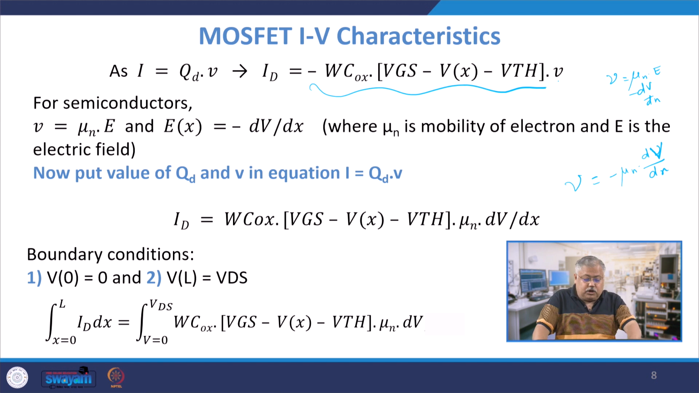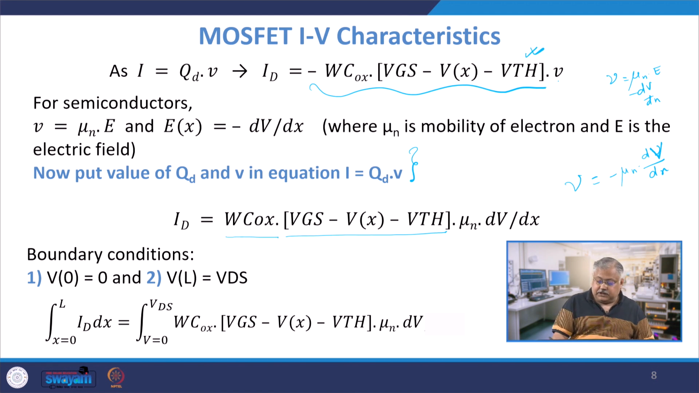Now, if you put the value of QD and V in this expression, I get W into Cox into (Vgs minus Vx minus Vth), which is coming from my charge equation, multiplied by mu N times dV/dx, but that will be negative. Why? Because already I have taken a negative, negative of negative will become positive, and therefore you see it is positive here. Now, as I discussed with you just now, the voltage at the source side will be equal to 0, and the voltage at the drain side should be exactly equal to Vds.